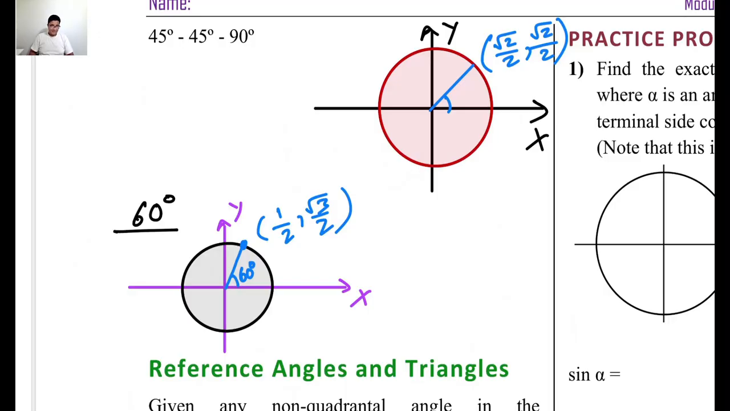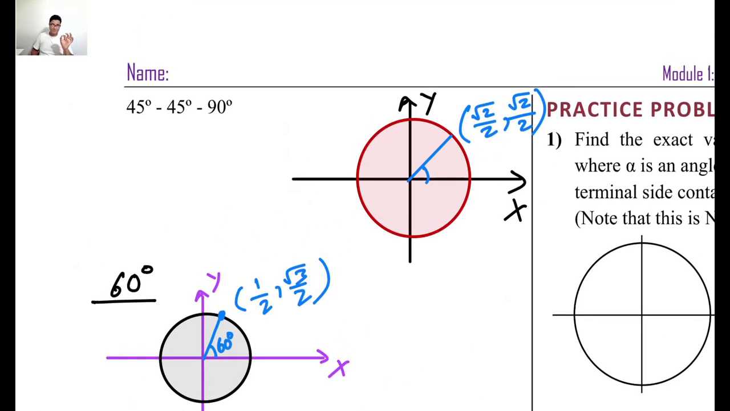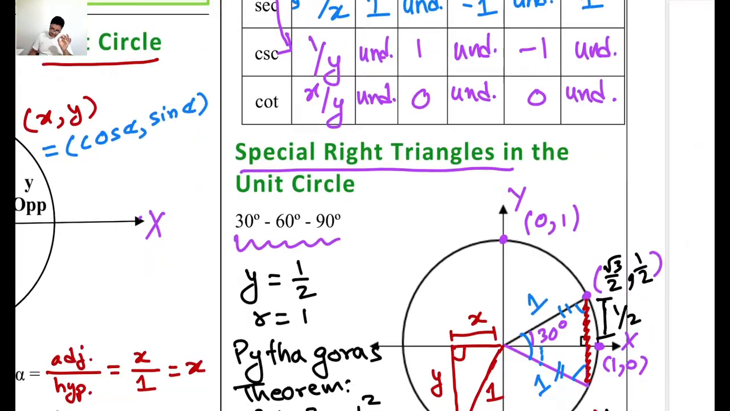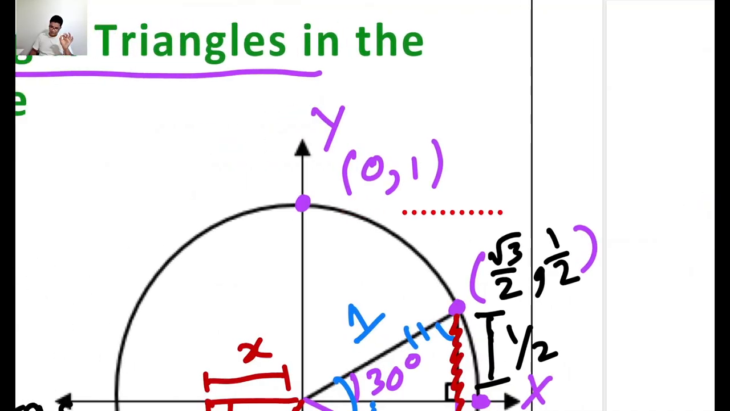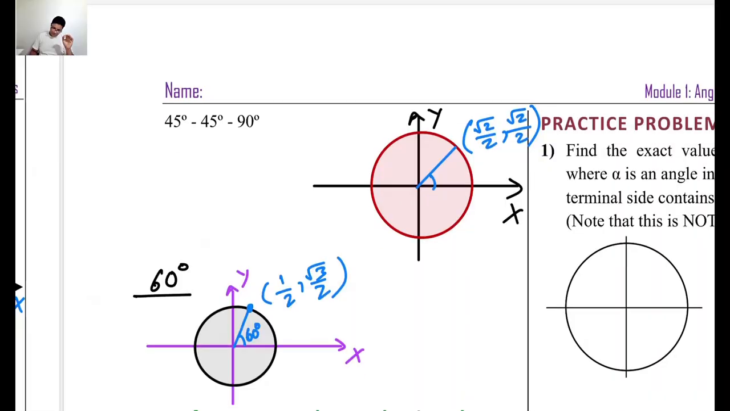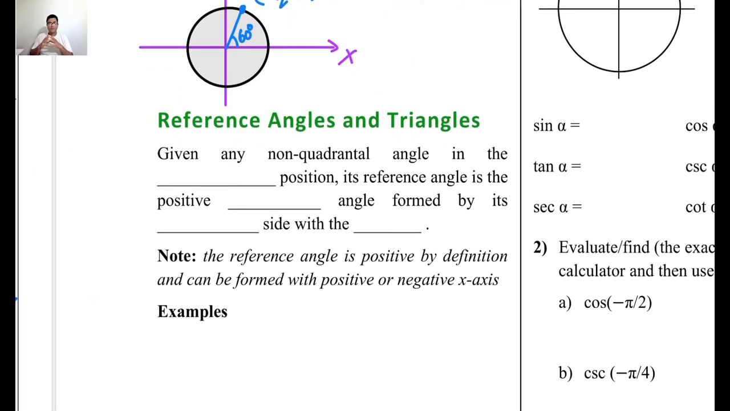Not just in the first quadrant, we will do this now in the other quadrants as well, using the next concept called reference angles and triangles. But all of that starts at the base level with these three angles between 0 and 90 degrees in the first quadrant: 30 degrees, 45 degrees, and 60 degrees. Look at the coordinates once again. And we did the 30 degrees previously here: root 3 over 2, 1 over 2. Moving on.